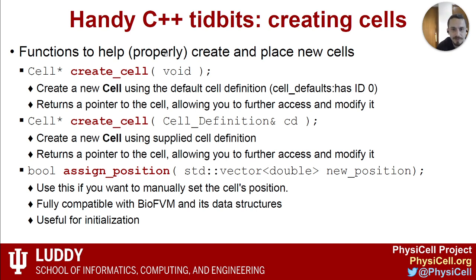For the create function, there are two kinds of signatures. You can give no argument to that function and it creates one cell of type default, which means the type ID is 0, or you can give the cell definition address, a pointer, and it creates exactly that type of cell. And the function for assign position takes a vector of size 3, where you give the position x, y, and z to assign to these new cells. This is just highlighting assign position.